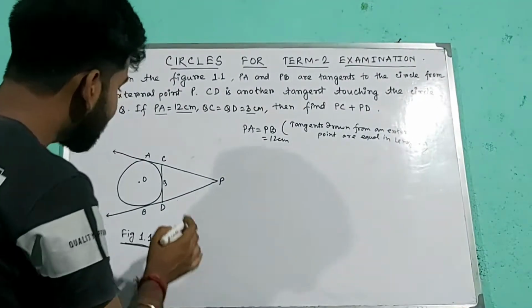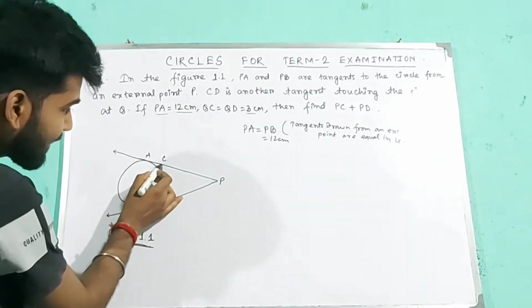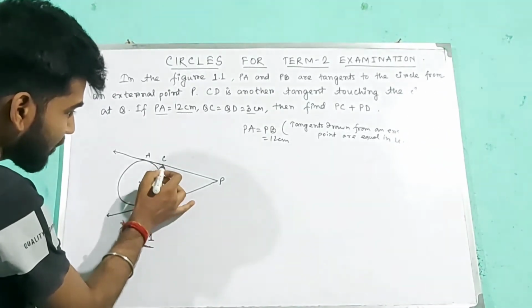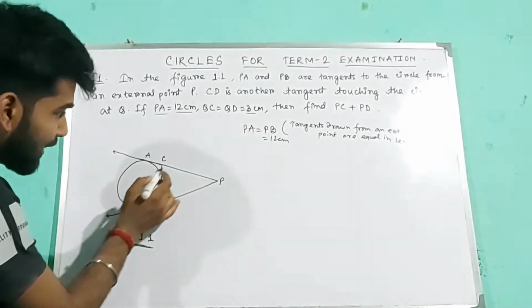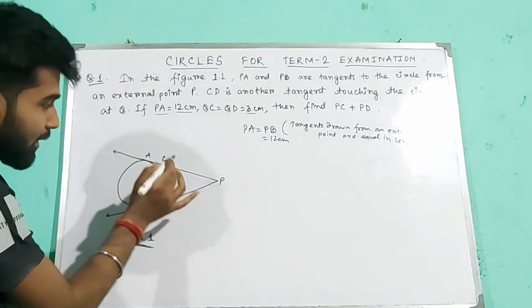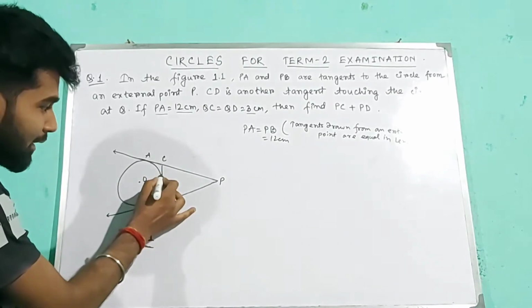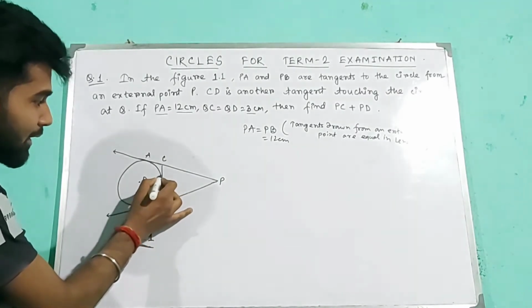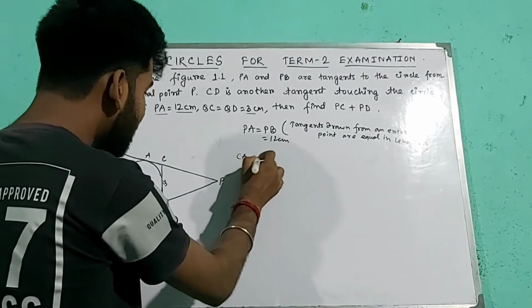Now again you can see, C is an external point. See CA and CQ, these are also tangents to the circle. C is already an external point, and CA and CQ are tangents on the circle. So CA will be equal to CQ.